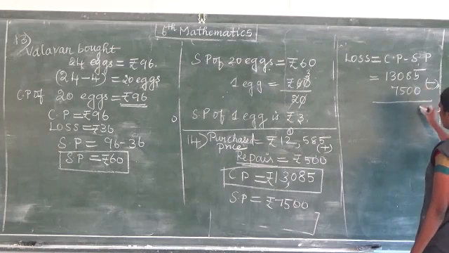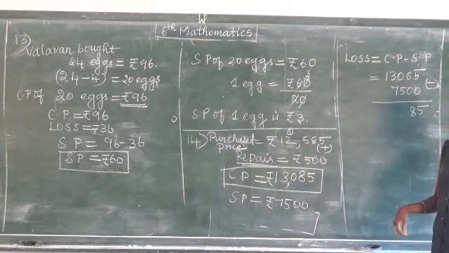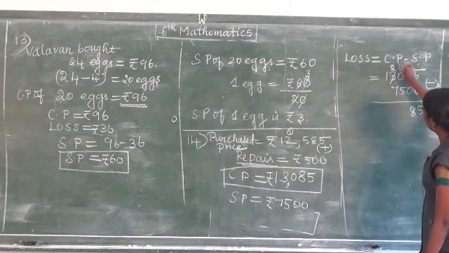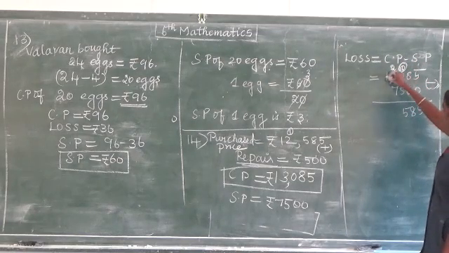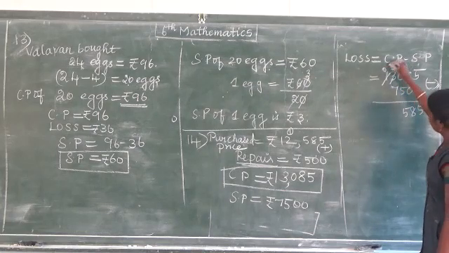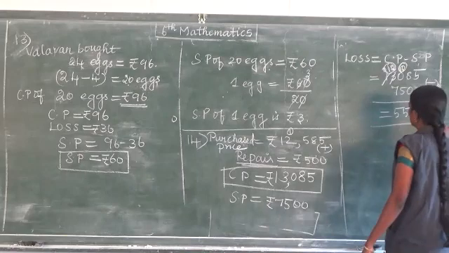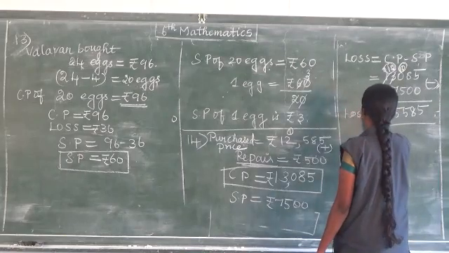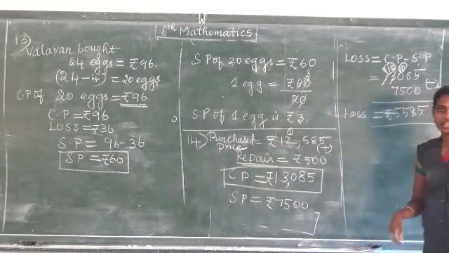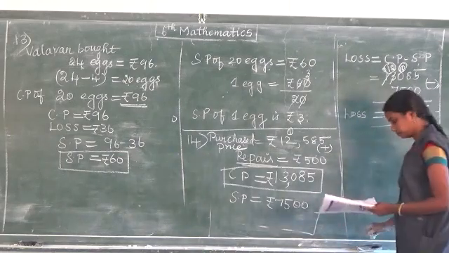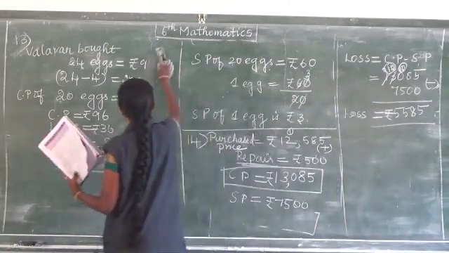Subtract 5 minus 0, 5. 8 minus 0, 8. From the 0 we cannot subtract 5, so borrow. 10 minus 5, 5. 2, no, 12. 12 minus 7, 5. So the loss amount is rupees 5,585. Next we will see the objectives.